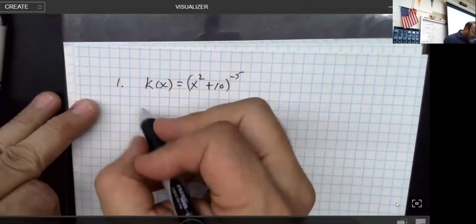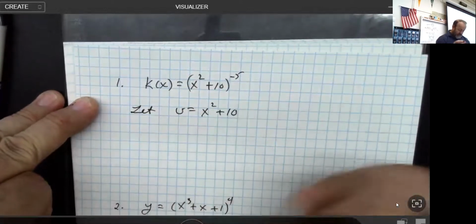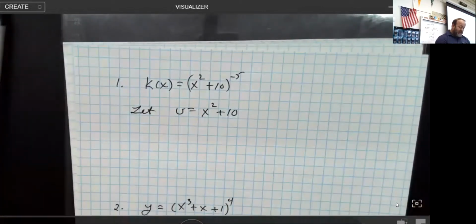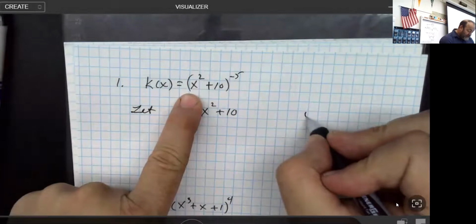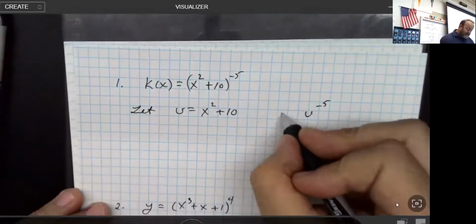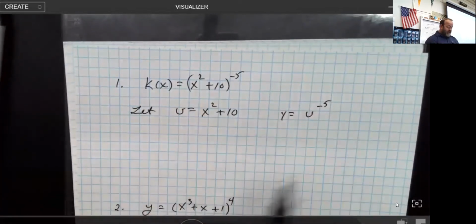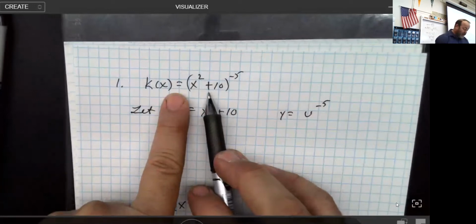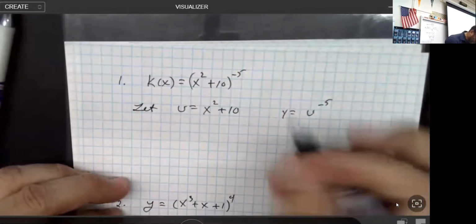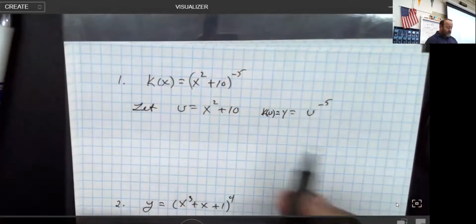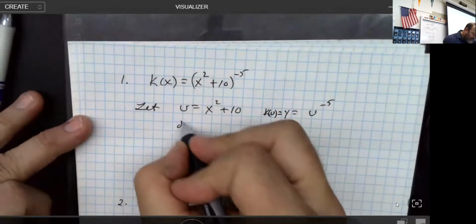So what I did is I said, well, let's let u be x squared plus 10. Now, if that's the case, then this original function right here would be u to the minus 5. That's what y would be in a sense on that particular problem. So if you put those two things together, that composition would work. So you could call this k of u, if you will, or y. Maybe I'll put a k of u in front because clearly k of u means you're going to plug this into there.